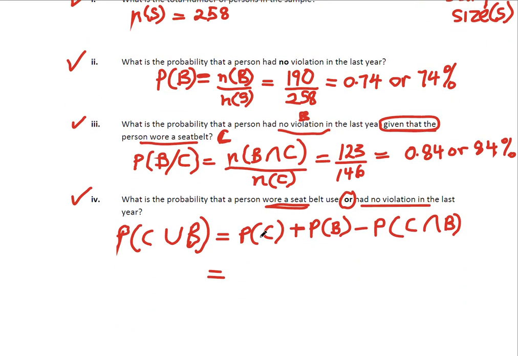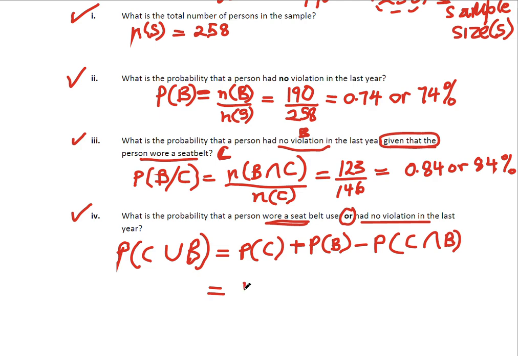The probability of C, remember C is the event wearing a seatbelt. The probability of C would be the number of observations for C divided by the total number of elements in the entire sample space. So this will be the probability that a person wore a seatbelt. We'll fill in the numbers shortly. And the probability of B, where B is had no violations in the last year, will be the number of persons in B over the number of persons in the entire sample space.